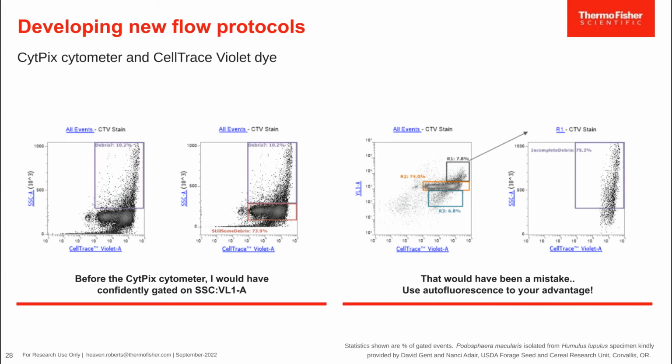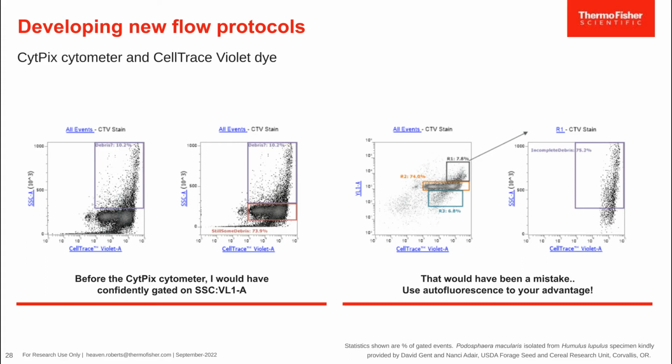If I look at that high population, which I've called R1, you can see that it has a very dispersed side scatter profile. Really no side scatter gate that I could have drawn would have removed all of this debris. In fact, I'm only capturing about 75% of my debris if I use my original side scatter gate. So definitely use your autofluorescence to your advantage.